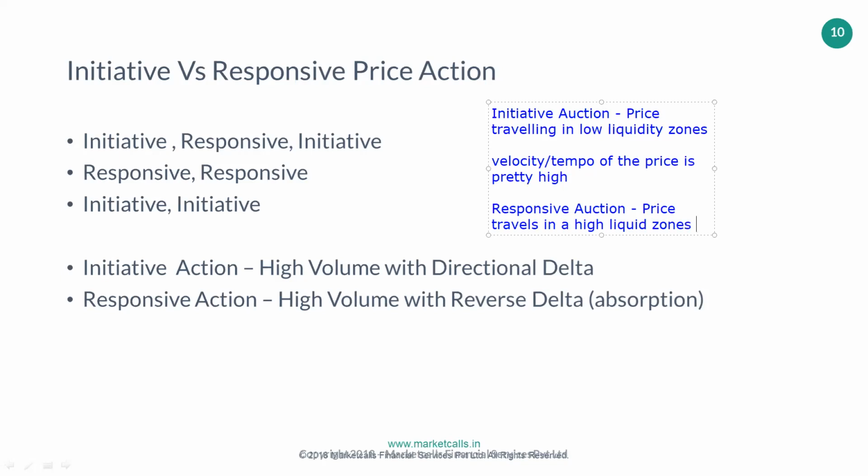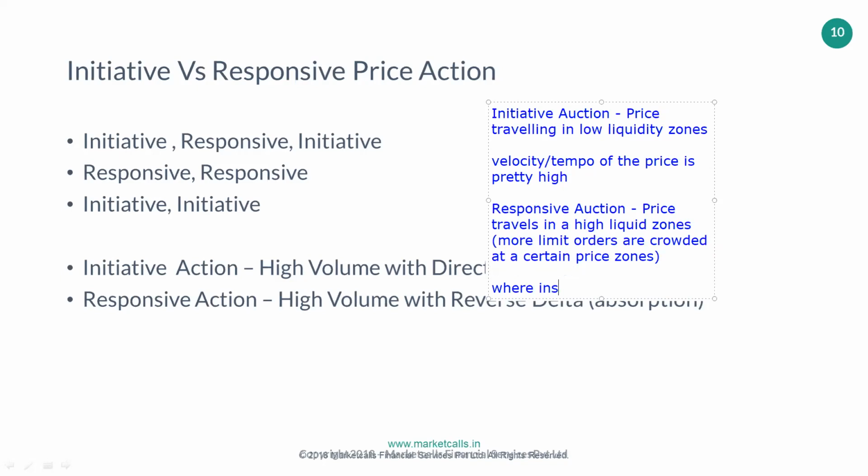More limit orders are crowded at a certain price point, or price range, you can say that, where institutions like to accumulate or distribute. So that's what typically happens when there are responsive auctions.